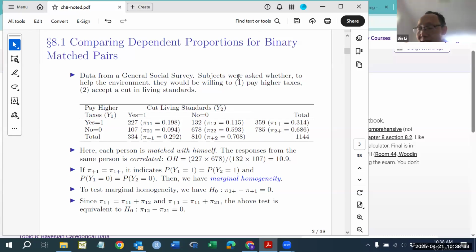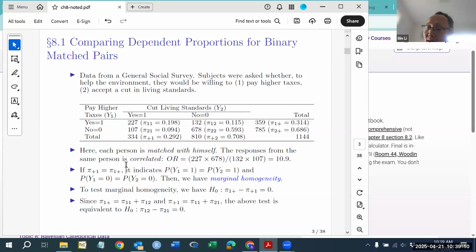So in this study, you can see we have two variables. One is paying higher tax, yes or no. And one is cutting living standard, yes or no. So both questions are binary response. Is that right? And also each person is matched with himself, because each subject needs to answer two questions, both questions, right? So that's why for the same person answering two questions, these two responses are correlated.